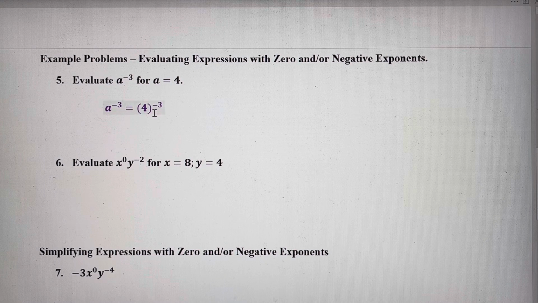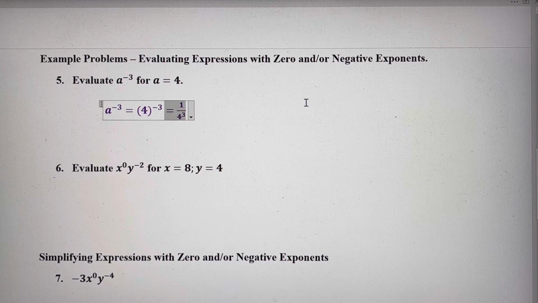So now this is just like the examples we did in 1 through 4. I'm going to move that through the fraction down to the denominator. It changes the exponent from negative to positive. And now I just want to simplify 4 to the third power, which is 64. So I get 1 divided by 64.